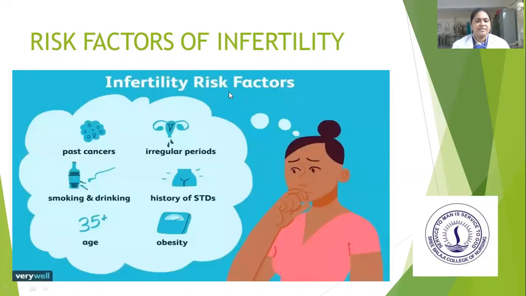So these are the risk factors of infertility among women. One is past cancer. If they have any previous history of cancer, irregular periods, a history of sexually transmitted disease, a habit of smoking and drinking, if the age is above 35, and obesity. All these give risk for infertility problems in women worldwide.